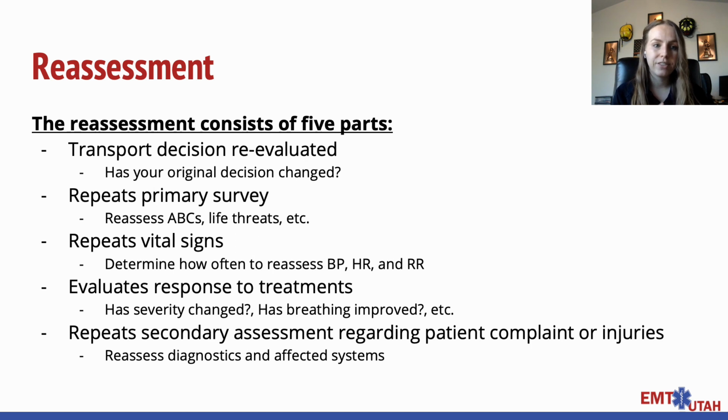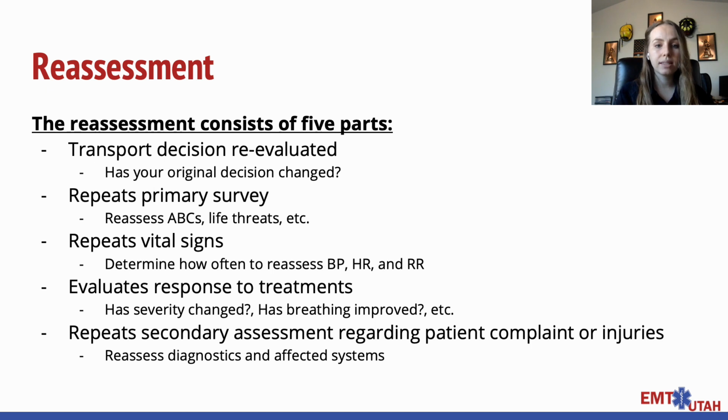Repeating our primary survey, going over our ABCs again, making sure our life threats are still controlled and that there's no new ones. Repeating our vital signs. So we're going to do that every 5 minutes if the patient's in pretty critical condition, every 15 minutes if they're stable. So this is going to be our blood pressure, heart rate, respiratory rate, and then usually blood glucose, SpO2. And then we're going to evaluate the response that the patient had to the treatments or the interventions that we provided. So has the severity changed? Has their breathing improved? Depending on what we're doing.